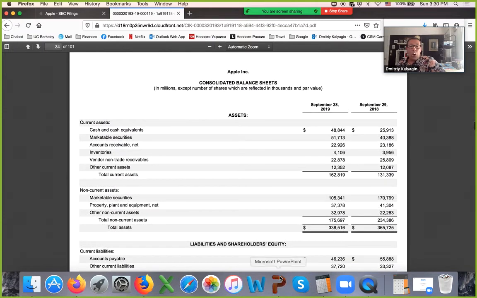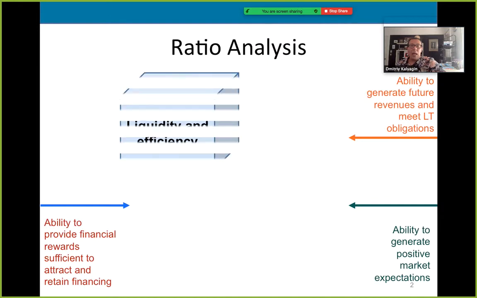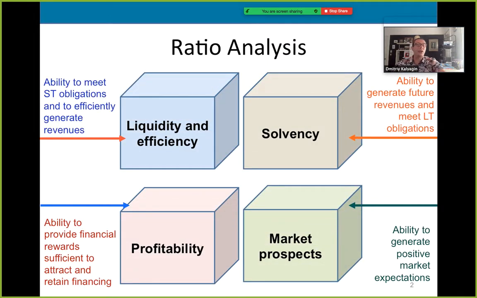Okay, so here I have with you different ratio analysis areas, and there are 4 types of ratios. The first group we will look at will be liquidity and efficiency ratios, and they will show the company's ability to meet its short-term obligations. Does the company have enough liquidity, enough cash or near cash items to pay its short-term bills, as well as is the management of the company using their revenues efficiently? So that's the first group.